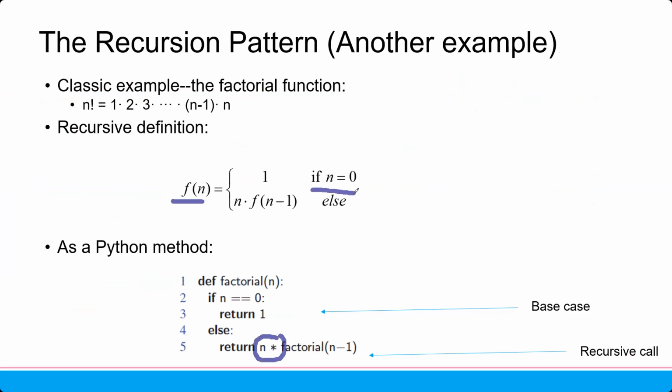If n equals 0, then it is 1. If it is not 0, then we have n multiplied by f(n minus 1). So the base case here is 1. When n equals 0, return 1. When n is not 0, we do n multiplied by factorial(n minus 1).